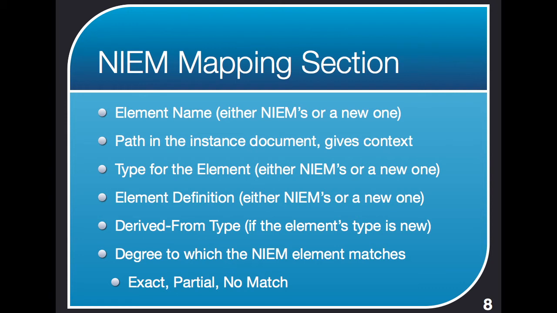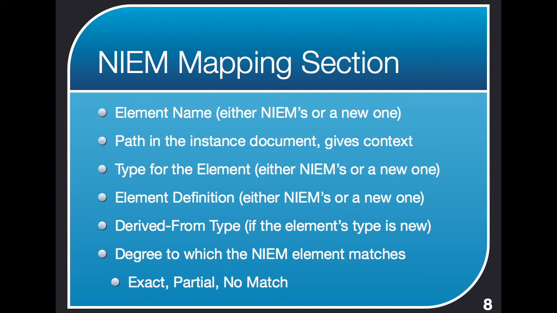The second is the path in the instance document, and this gives context to the element name. For example, if you've mapped a person's first name to the NIEM's person given name, which is what you should do, you also want to know that that person given name is inside of a person name and that the person name is inside of a person. So typically you would have a path that would say person slash person name slash person given name. The format is kind of like XPath for those of you who are familiar with XML schema, although it's not really XPath, it just kind of looks like XPath. But it's basically pathing information to tell you where this element lives in the context of your document.